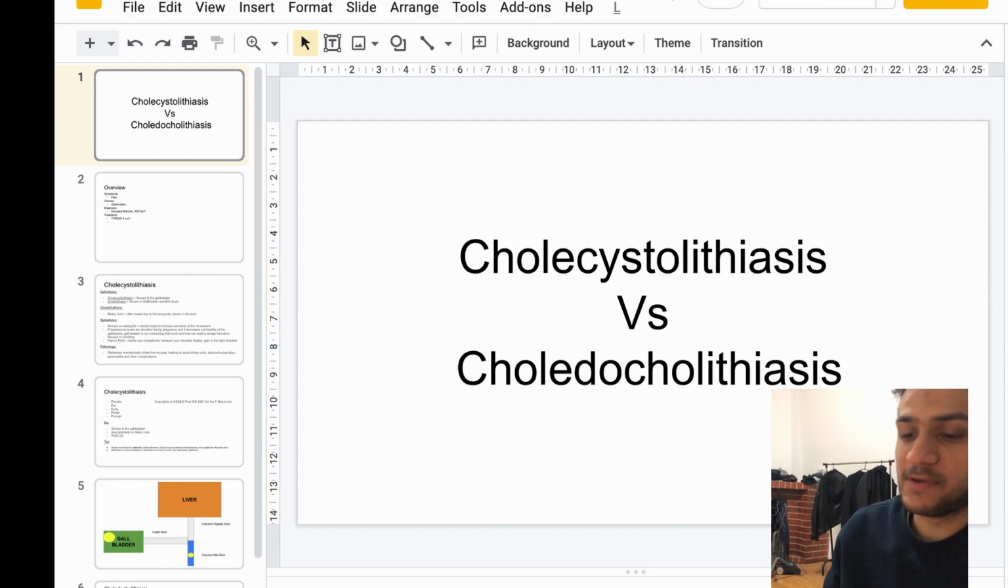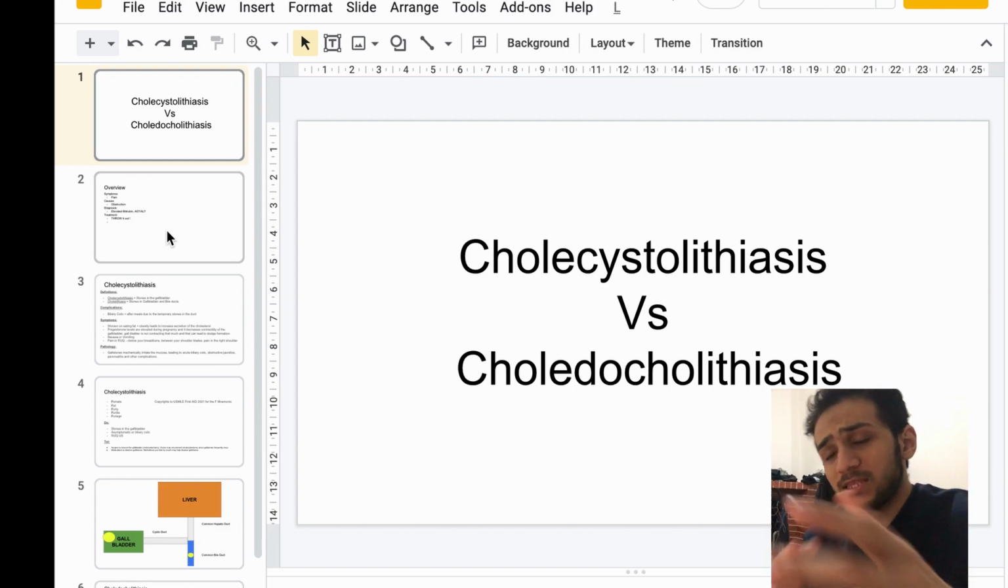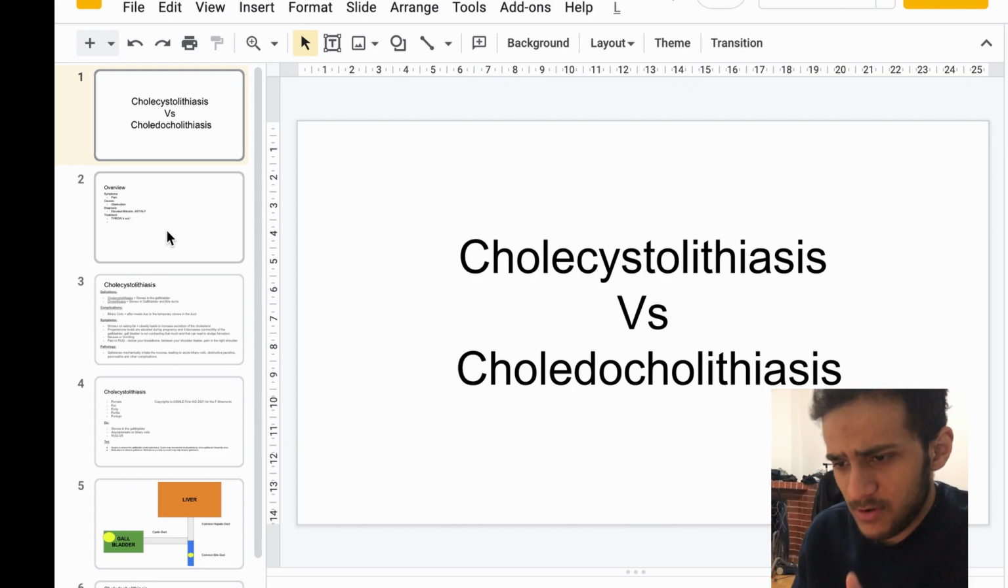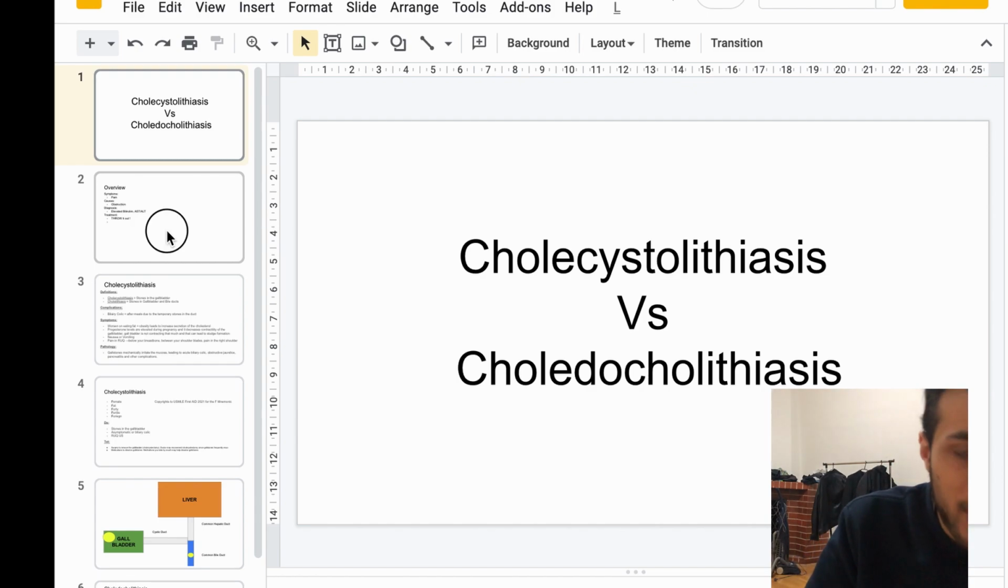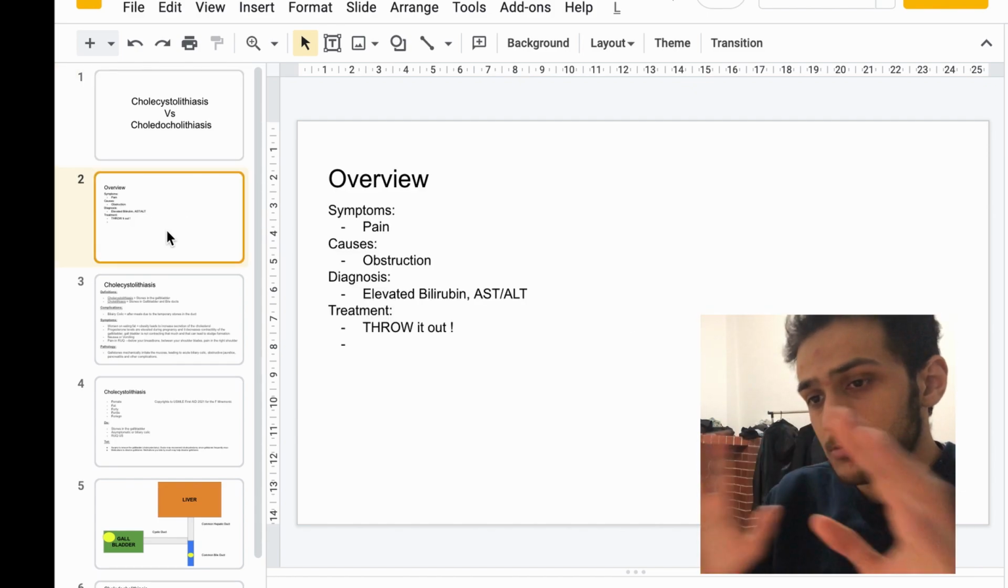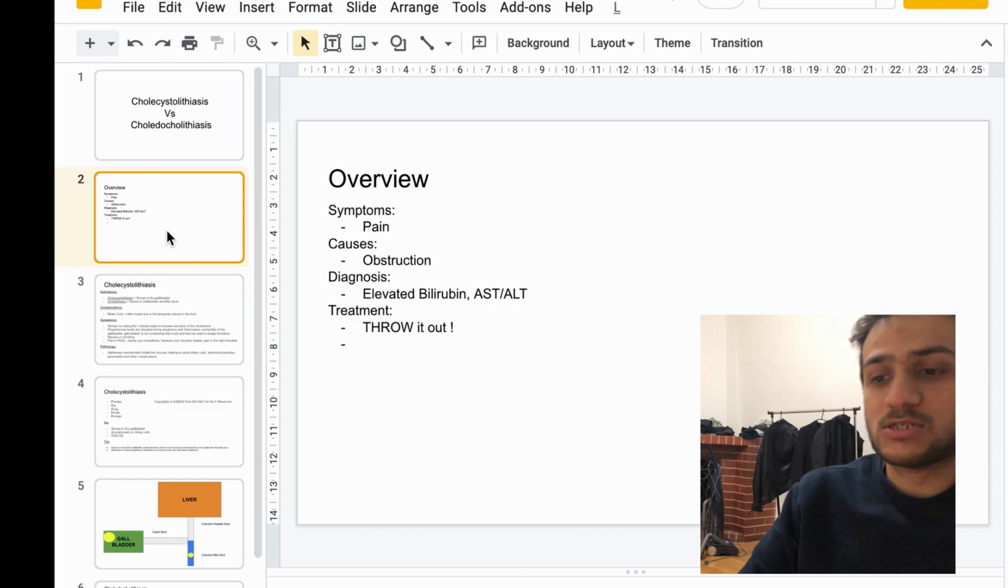Hey guys, just wanted to speak a little bit about cholelithiasis and choledocholithiasis. Both of them sound quite similar. They're very similar, with a lot of overlap. However, they are very different, extremely different. So what do I mean by this? I want to speak a little bit about the similarities.